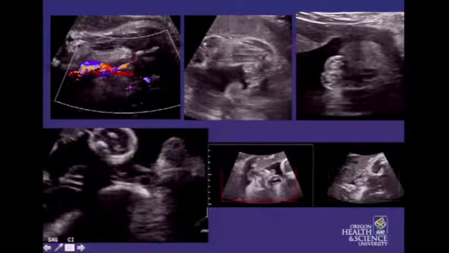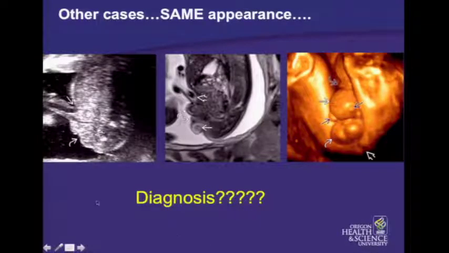Here's the cord insertion, and here is that amorphous tissue. A little bit lower down, we could see what looks like a scrotum and a very small penis. But it is confusing. Here are several other cases with the same diagnosis. Sagittal view of the cord insertion and this amorphous tissue, no bladder, that's a key finding. Again, cord insertion, amorphous tissue in another case with what looks like a scrotum and no bladder. 3D ultrasound, cord insertion, very smooth amorphous tissue and scrotum.